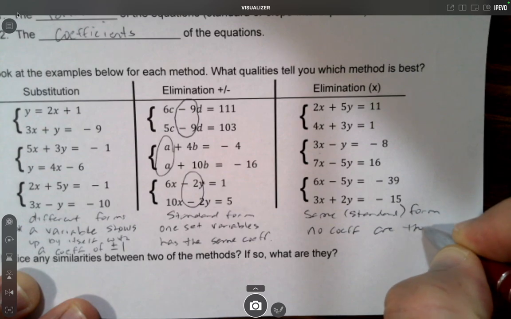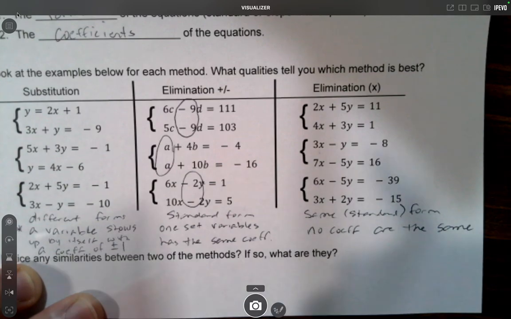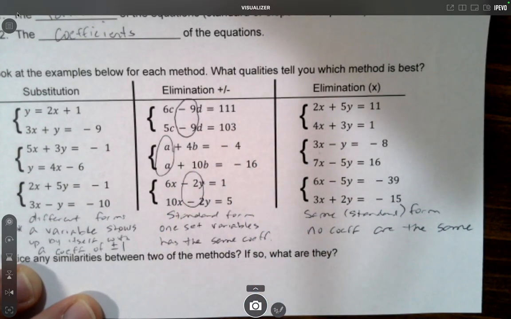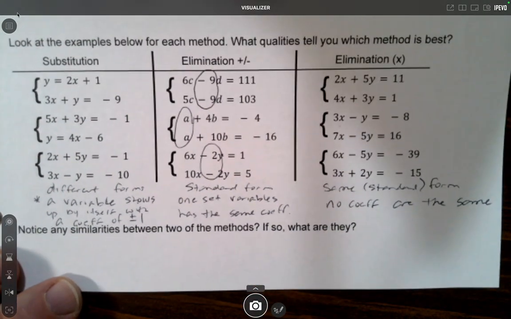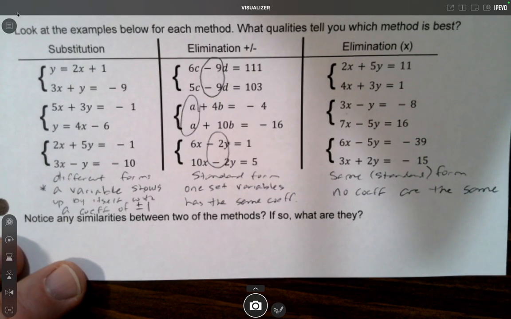That's when it's best to decide, okay, what could I multiply in order to make one of them the same? So then I get to add or subtract in order to eliminate one of the variables. So take one more minute, pause, and see if you see any type or style where it could be fine to use really either method.